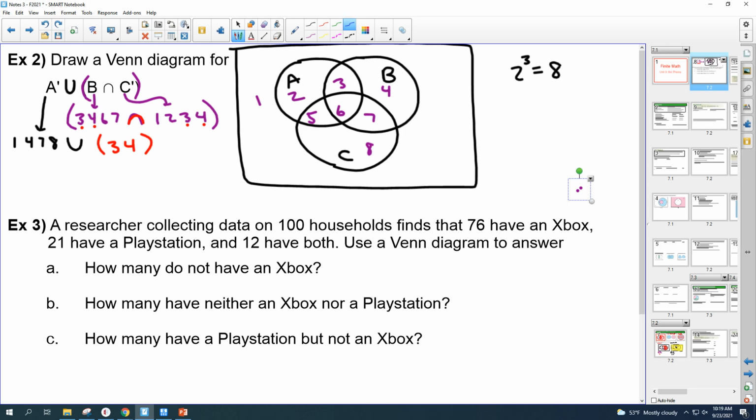So remember what happens when I do a union. When I do a union, I'm going to join them together. I'm going to take all of them. I'm going to have a 1 and a 4 and a 7 and an 8 and a 3 and a 4. I'm going to have 1, 3, 4, 7, 8.